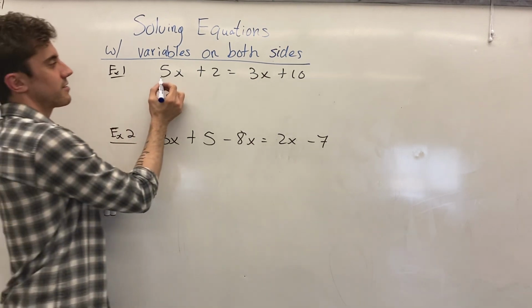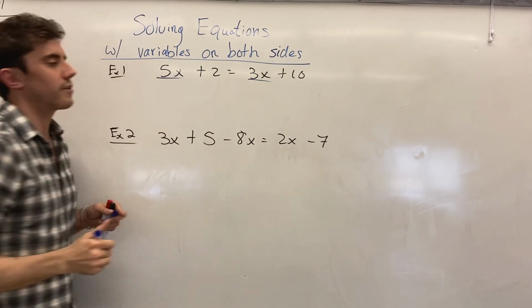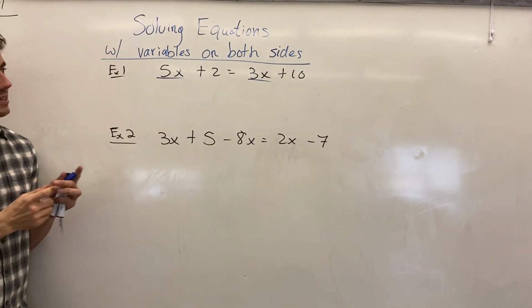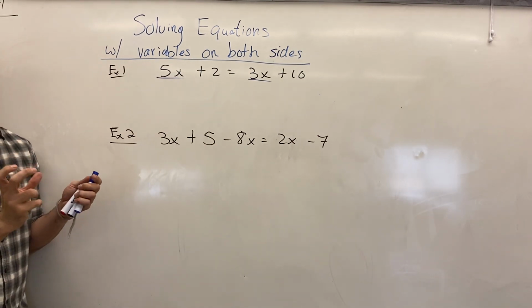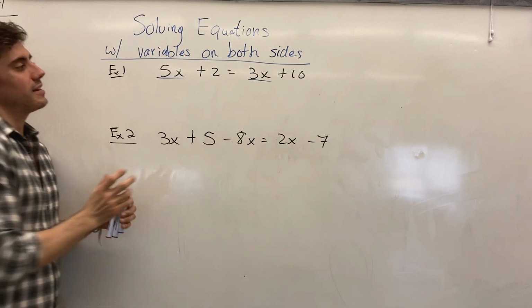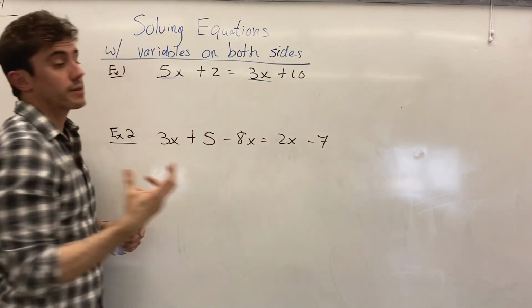And so we notice that there's a variable term on both sides of our equality sign. So the first thing is we want to get all of our variables on one side, on the same side. It doesn't matter which side we choose, we just want them all on the same side.